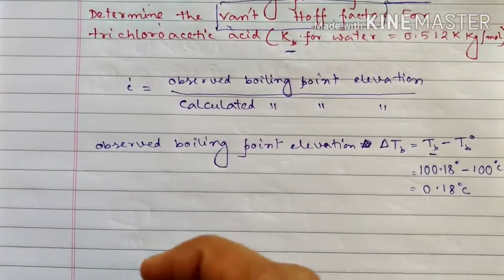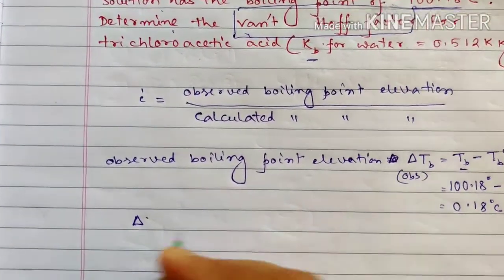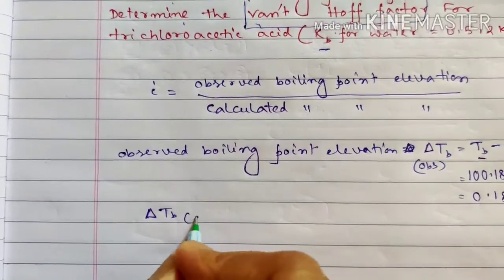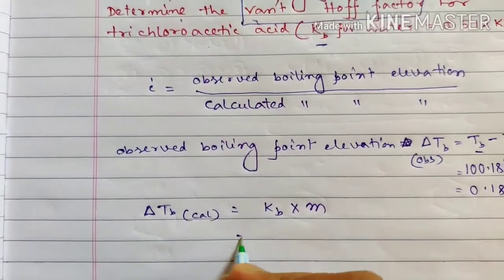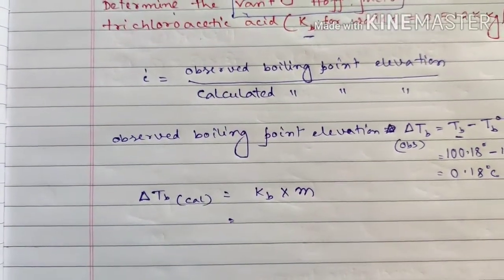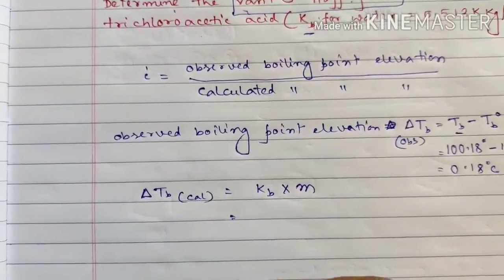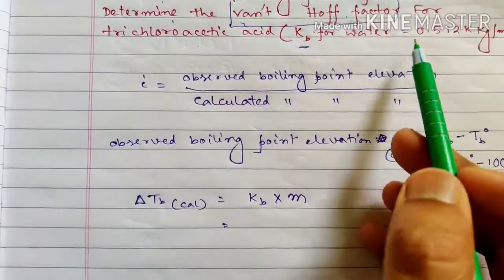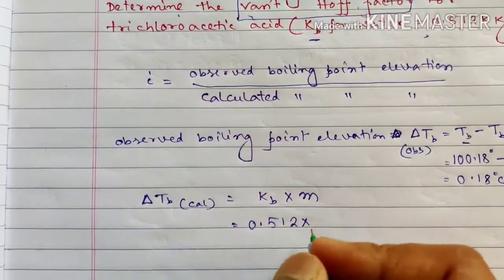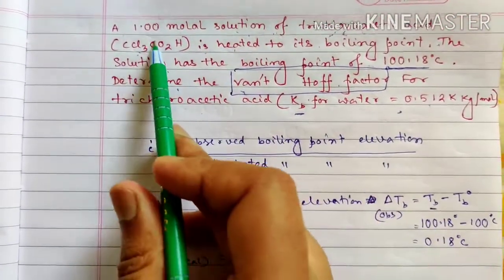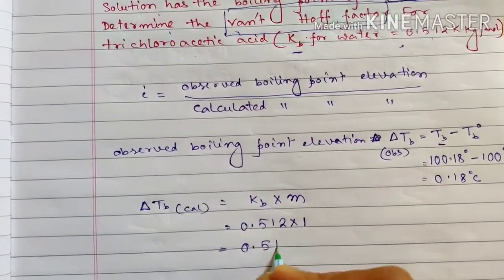Now the calculated one. Delta TB calculated should be Kb into m. I cannot be taken here, because the solute is not a non-electrolyte, it is a weak electrolyte. So Kb into m. Kb is already given, 0.512, and m, here we have a 1 molal solution. So it is 1, so it is 0.512.